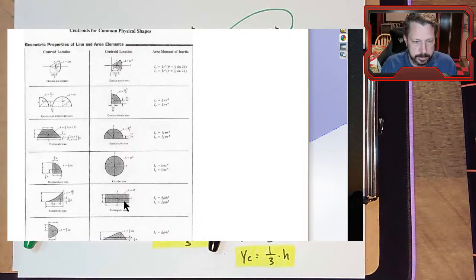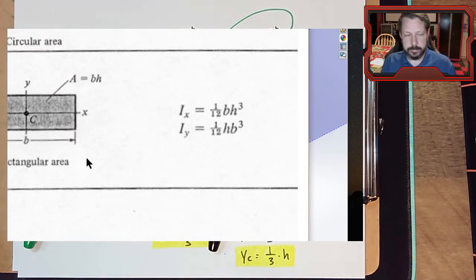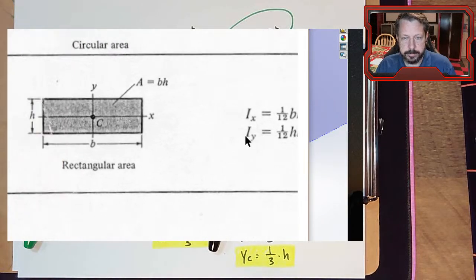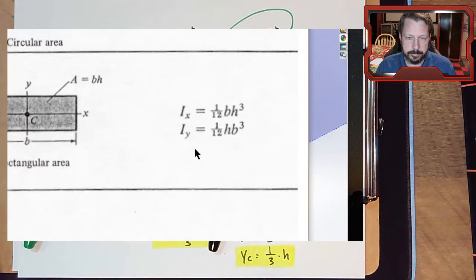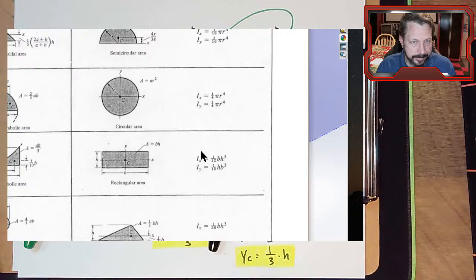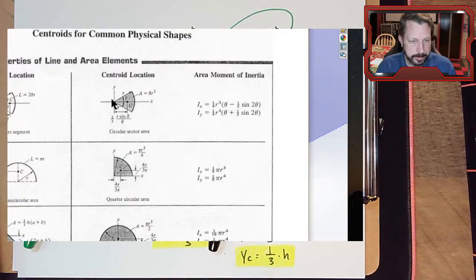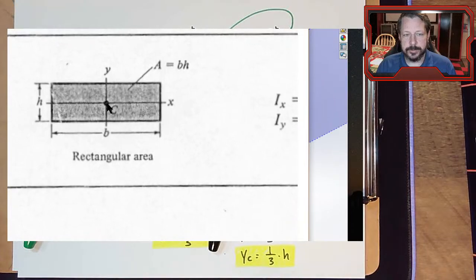I kind of want to look at this rectangle, though, because we're going to use it in a second. So there's a rectangle, and it has a base b, height h. They define where the centroid is. Oh, actually, this is not a centroid. I'm looking at the wrong thing. This is a moment of inertia. It says centroids of common shapes, but oh, you know what they did? They just put the centroid right in the middle.